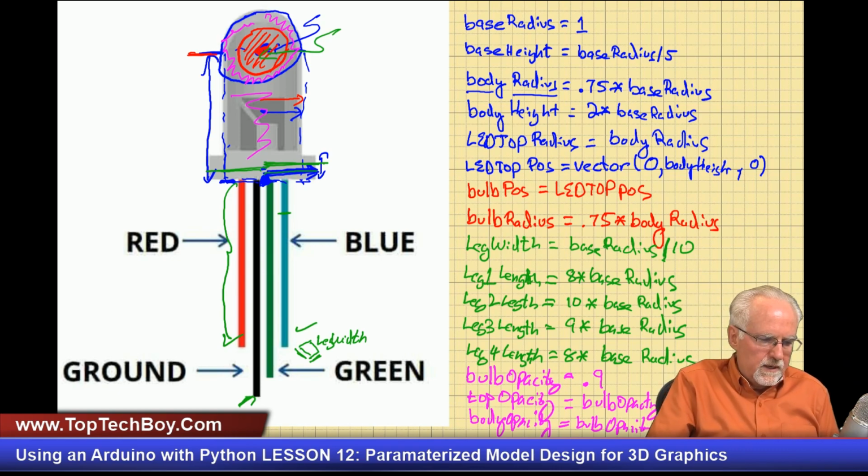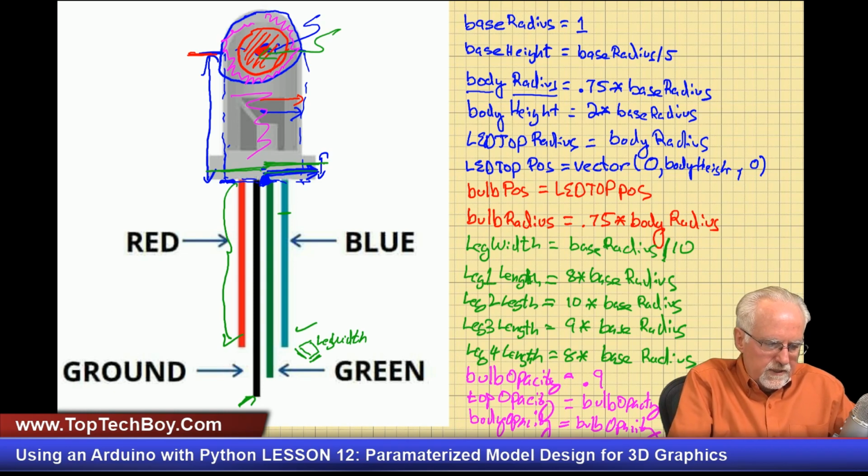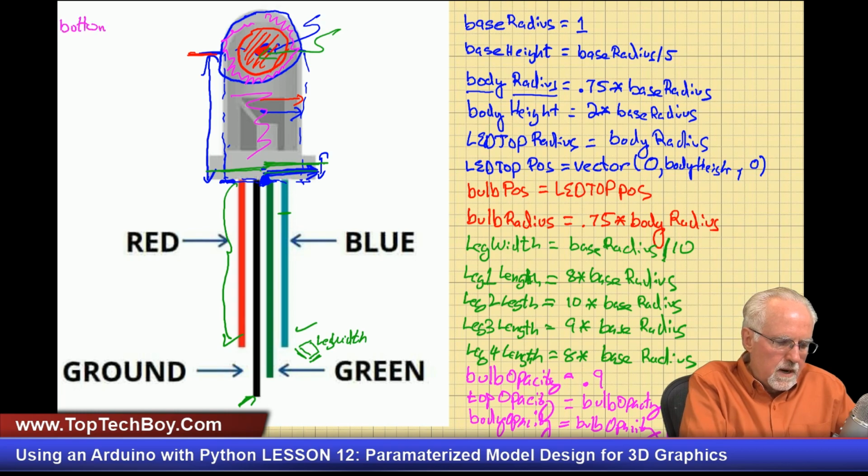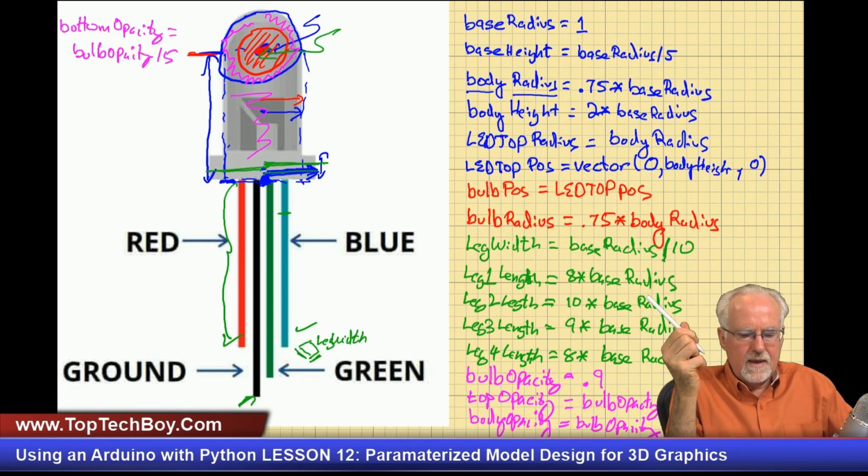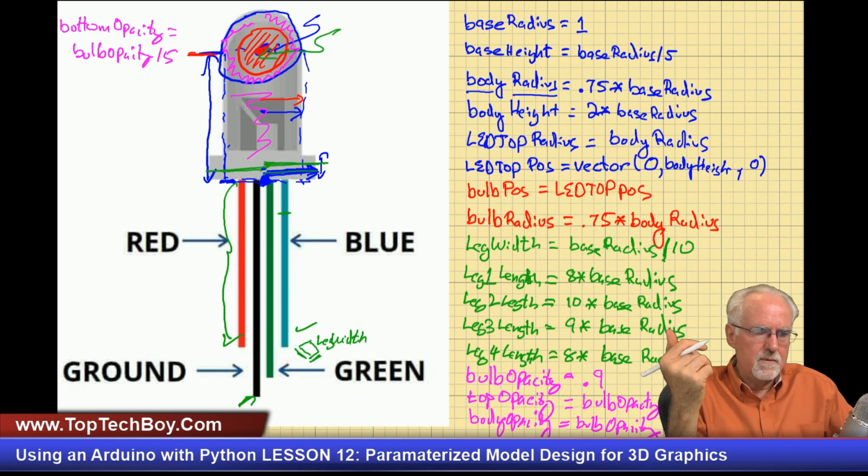And then finally, I guess I will need to put this up here, so I will start up here now. I've got a couple more parameters. I'm going to need a bottom opacity, and that's going to be equal to the bulb opacity divided by 5. Well, that's the same as the body opacity. Yeah, but when I look at it, I might want to change it, so I'm giving it 2 different parameters. Does that make sense? Okay, so I've got my opacities.